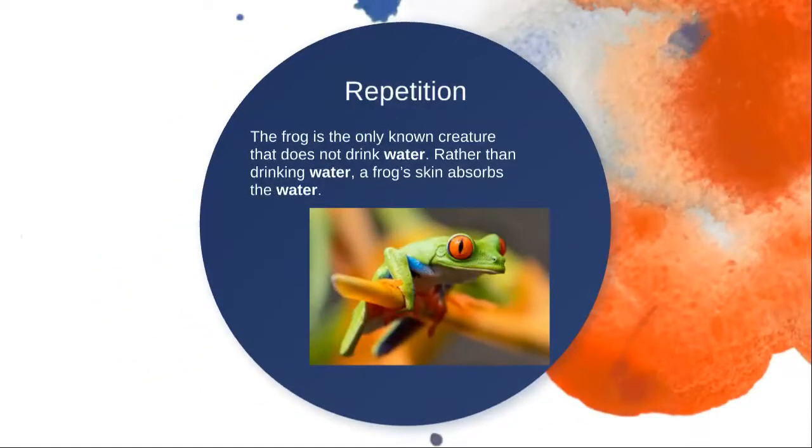The first method that we're going to look at is to use repetition, where you repeat a key word in one sentence, you repeat it in another sentence. The frog is the only known creature that does not drink water. Rather than drinking water, a frog's skin absorbs the water.